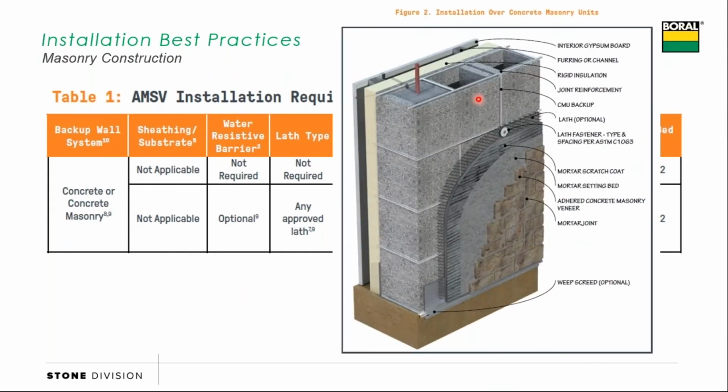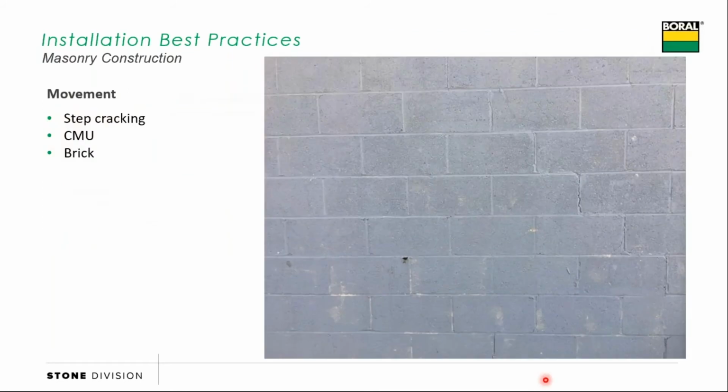One of their details shows a brand new CMU wall, and as an option, they're saying you may want to put metal lath over top. One of the reasons is movement cracking. You can see, if you look close enough, some step cracking in this CMU. If I had installed my stone directly to that CMU and that CMU step cracked, it would have passed through my stone. If I had shot some metal lath over top of it, that metal lath acts as a bond break, absorbs a lot of that movement, and typically doesn't pass all that cracking through to the stone.